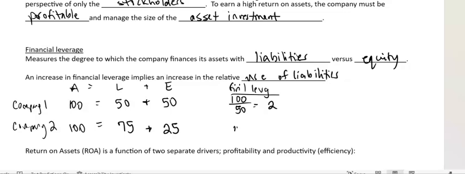So what would this look like? 100 divided by 25, and we would see a higher leverage amount. So even though we don't have liabilities in here, just by looking at the relationship between assets and equity, the higher that relationship, the greater the use of debt or liabilities.